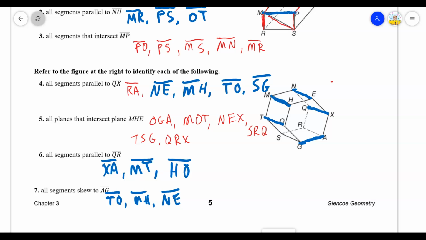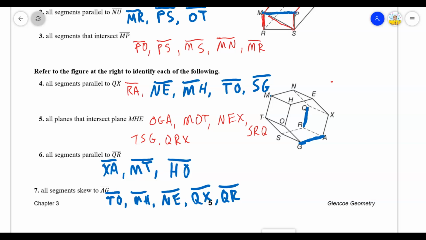And keep in mind, I'm not going to ask you to name everything that's skewed to one particular line, but I want you to just be able to identify what we mean by skew lines. So now let's see if there's any more skew situations for this segment that maybe we didn't see right away. So we had those parallel segments, but what about over here, QR? That's never going to intersect GA. It's going to keep on going. So they would be skewed to each other.